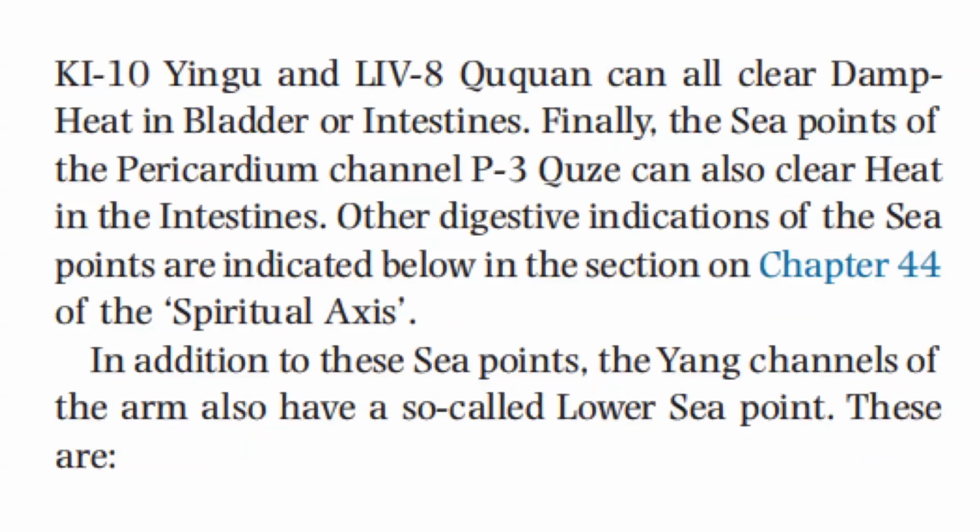Kidney 10 and liver 8 can all clear damp heat in the bladder or intestine. Finally, the C point of the pericardium channel, PC3, can also clear heat in the intestine. Other digestive indications of the C points are indicated below in the section on chapter 44 of the Spiritual Axis.